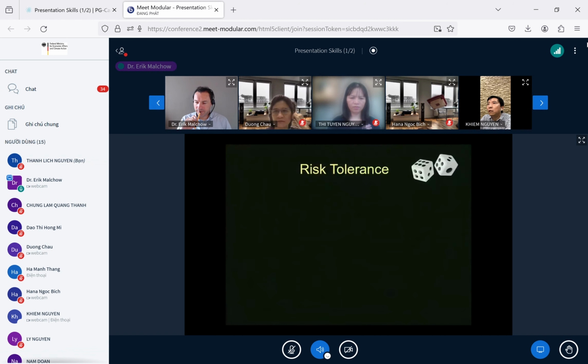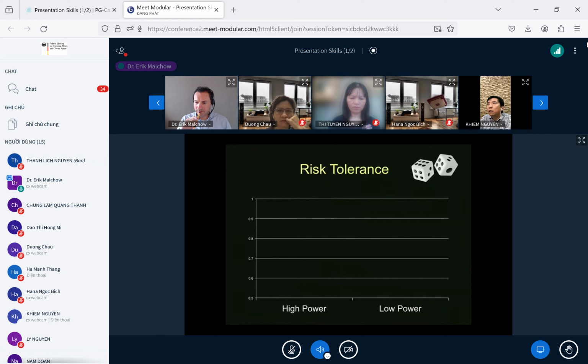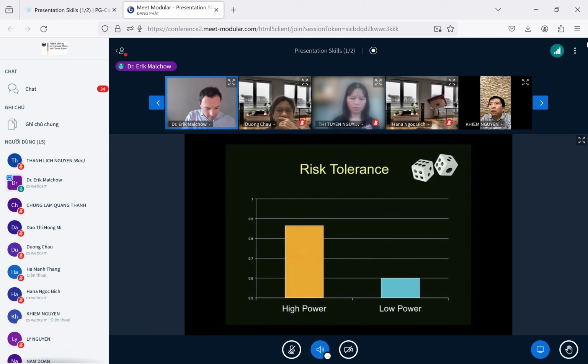So this is what we find. Risk tolerance, which is the gambling. What we find is that when you're in the high power pose condition, 86% of you will gamble. When you're in the low power pose condition, only 60%. And that's a pretty whopping significant difference.